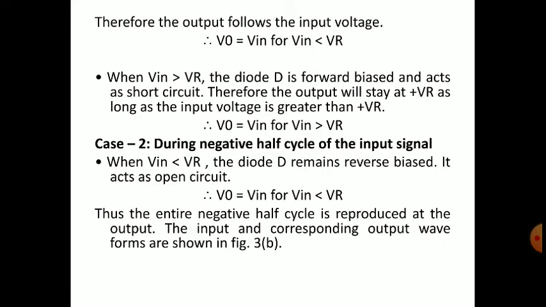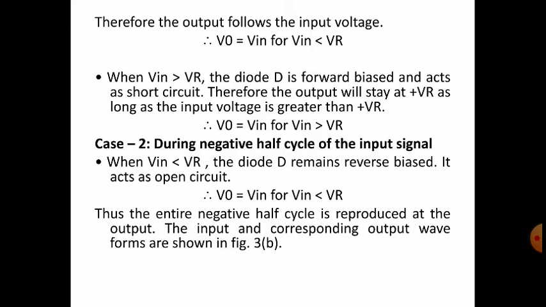So V output is equal to V in for V input greater than VR. This is the first equation. No, it's not greater than, right? V output is equal to V in for V input less than VR. Here, make a correction: V output is equal to V in for V input less than VR. What we have written at the top is correct, but in the middle we have written it wrong.